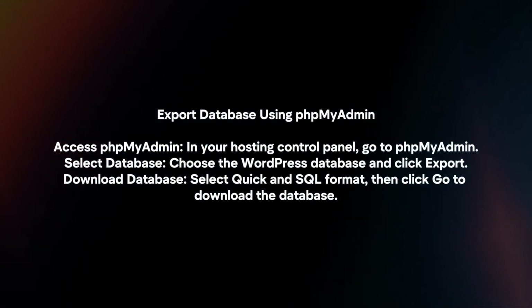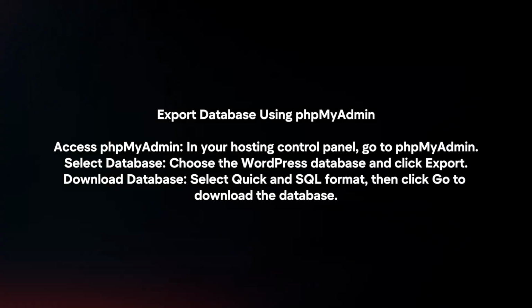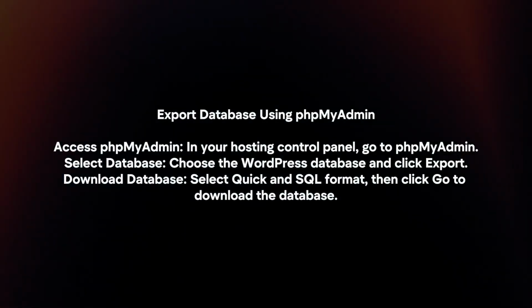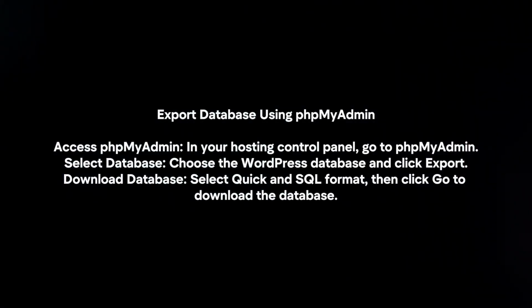Export database using phpMyAdmin. Access phpMyAdmin. In your hosting control panel, go to phpMyAdmin. Select Database. Choose the WordPress database and click Export. Download database. Select Quick and SQL format, then click Go to download the database.